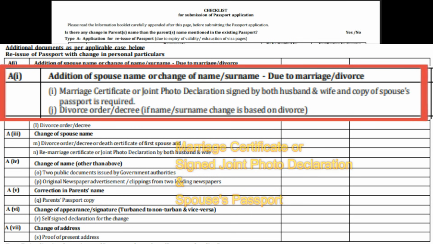Then you have to submit a marriage certificate or joint photo declaration signed by both husband and wife, and a copy of the spouse's passport. If divorced, then you need to submit the divorce order. Name or surname change is based on divorce.